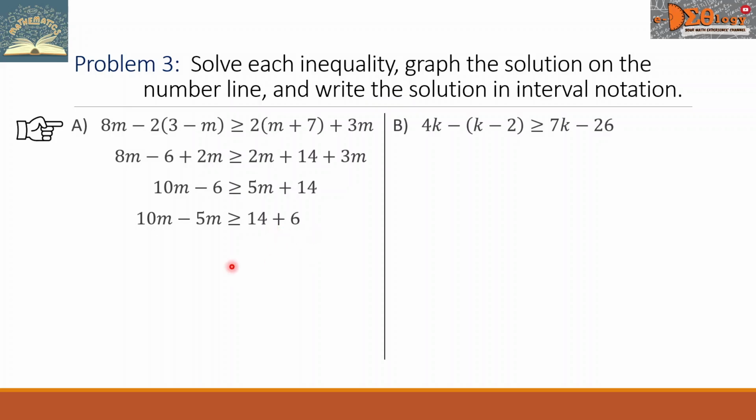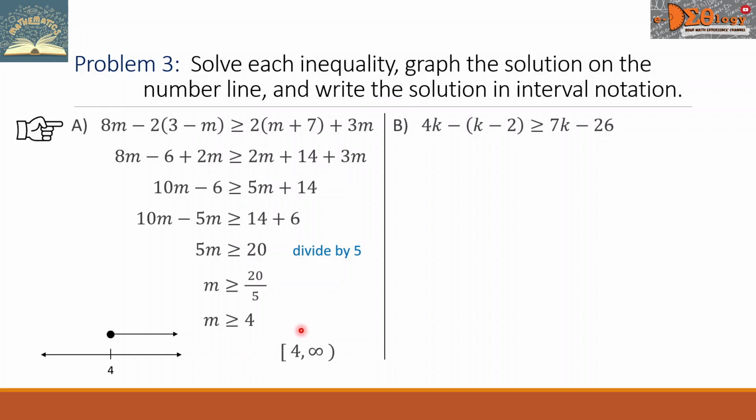Then we simplify now both sides. 10m minus 5m is 5m, more than or equal to 14 plus 6, that is 20. We want the m. We divide this inequality now by 5, that is positive. So m is more than or equal to 20 over 5, or m is more than or equal to 4. This is the solution. For the number line, we write the 4 in the middle, and then we represent those numbers equal to 4 and more than 4. So this is the representation.